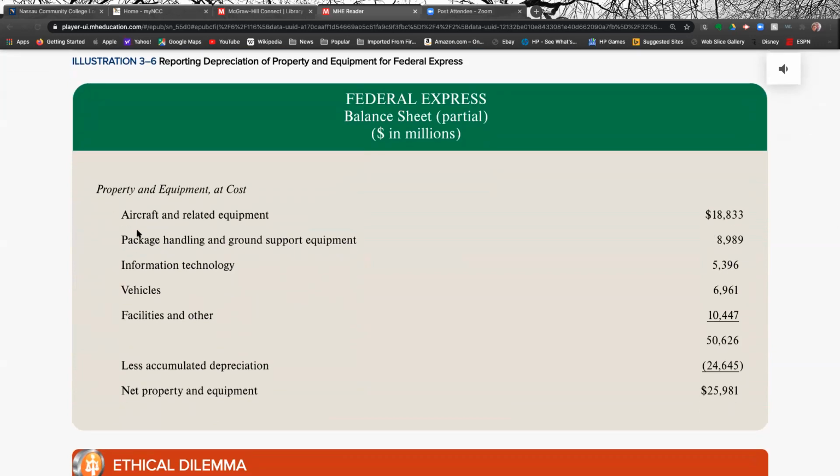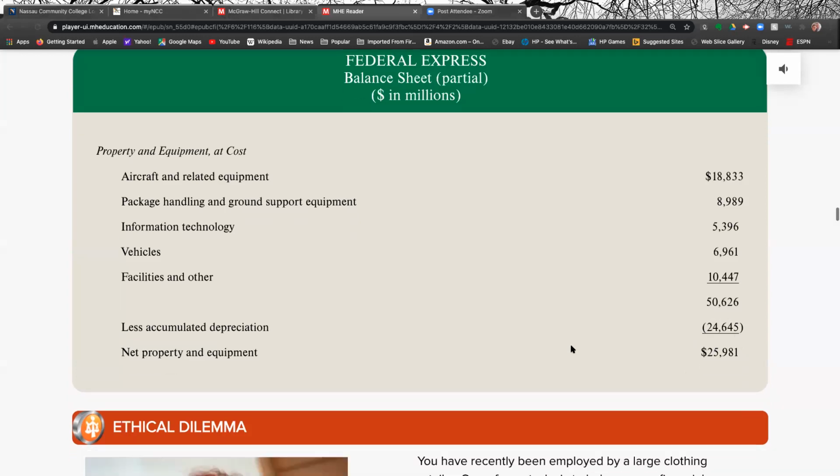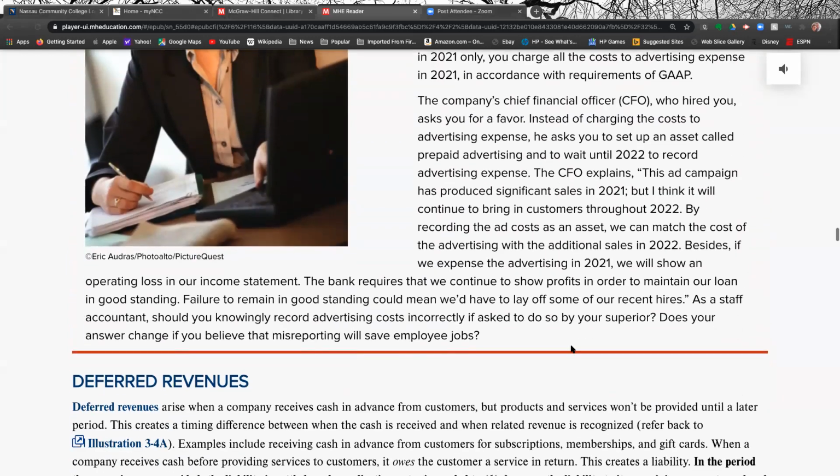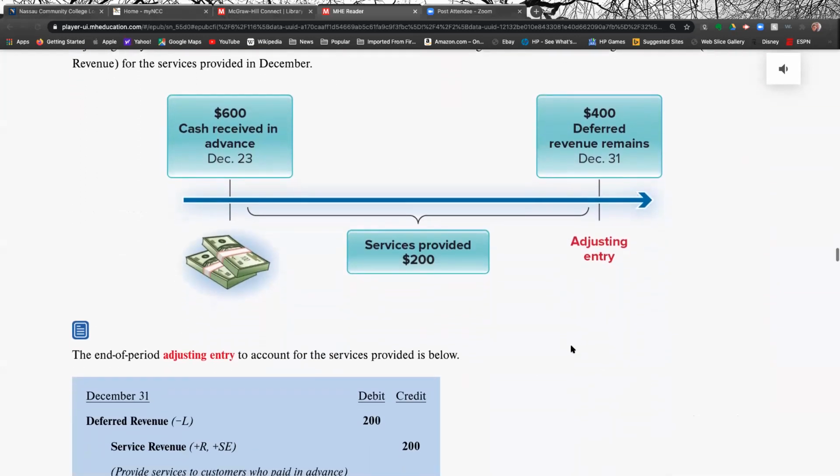from. And here they give you an example of Federal Express's balance sheet. All right, notice how they show the accumulated depreciation as a number that's subtracted. All right, so here's your deferred revenue.